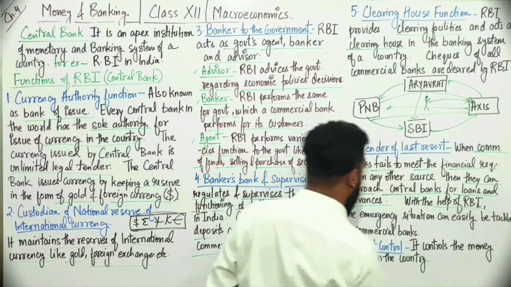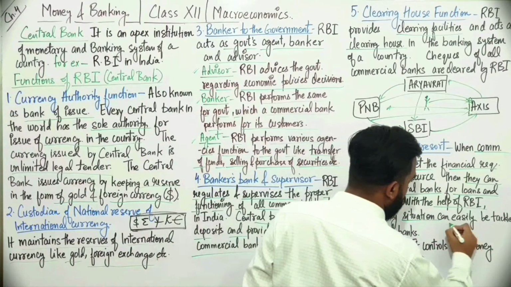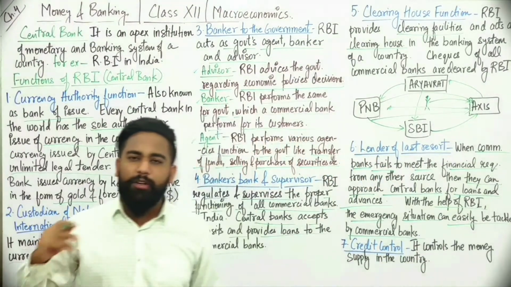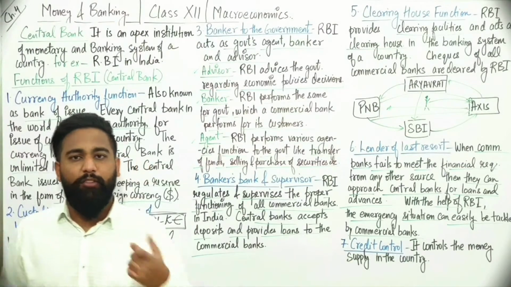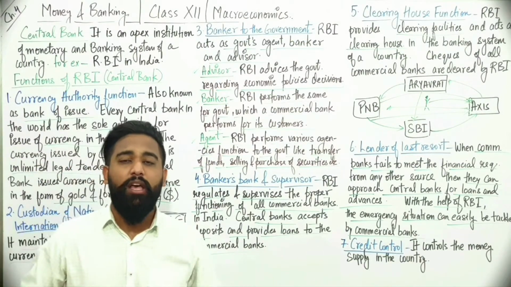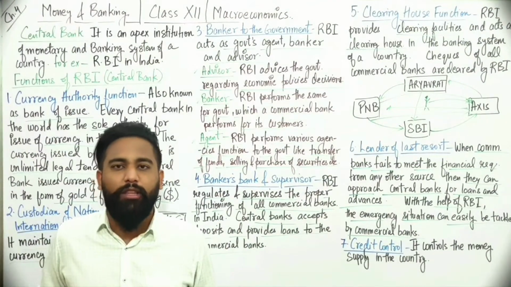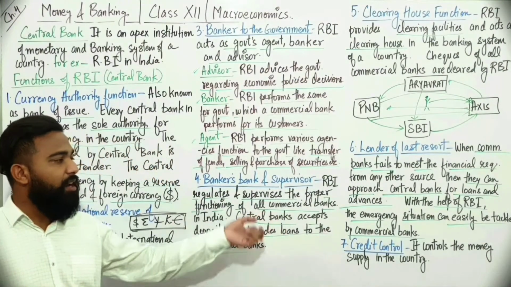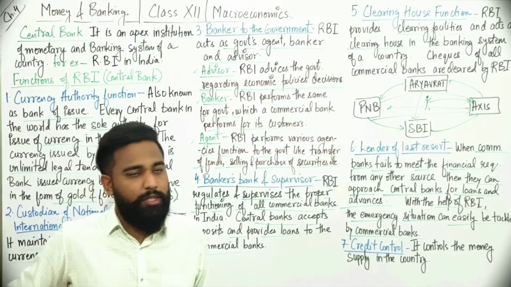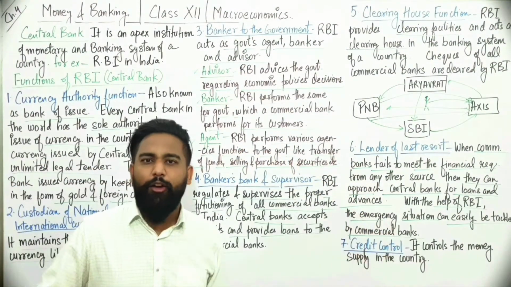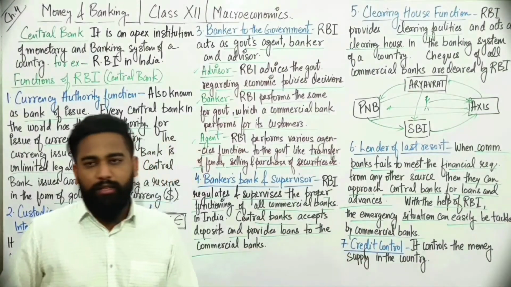With the help of RBI, an emergency situation can be easily tackled by a commercial bank. So whenever the commercial banks are in emergency, in need of some urgency, they need some money in a shorter period of time, so they ask the central bank for loans and advances so that they can escape from the emergency situation. So basically the central bank helps the commercial bank in these bad scenarios.